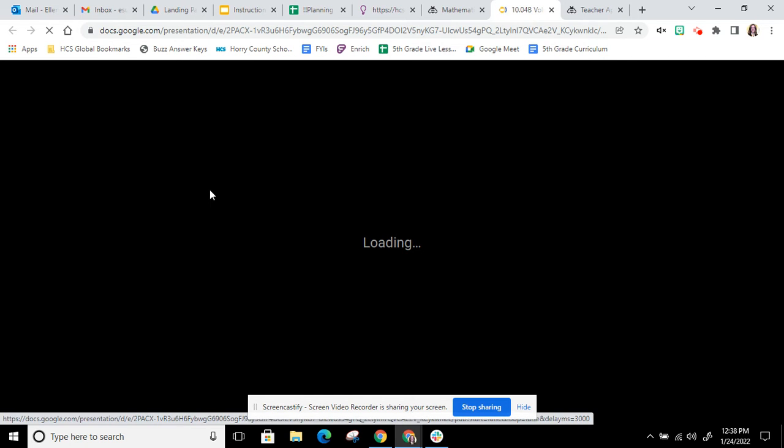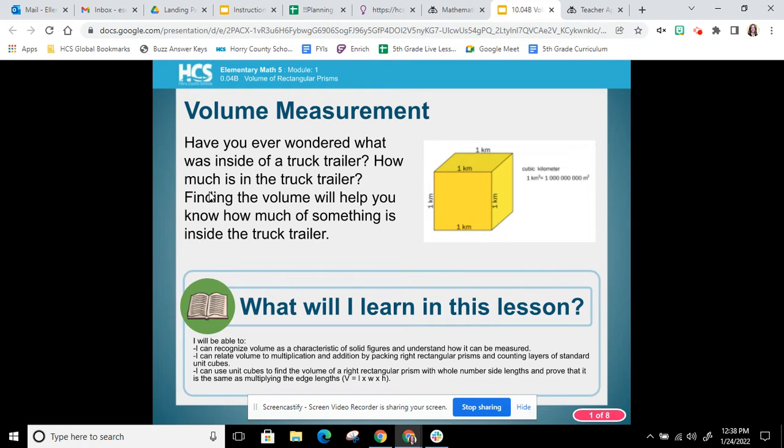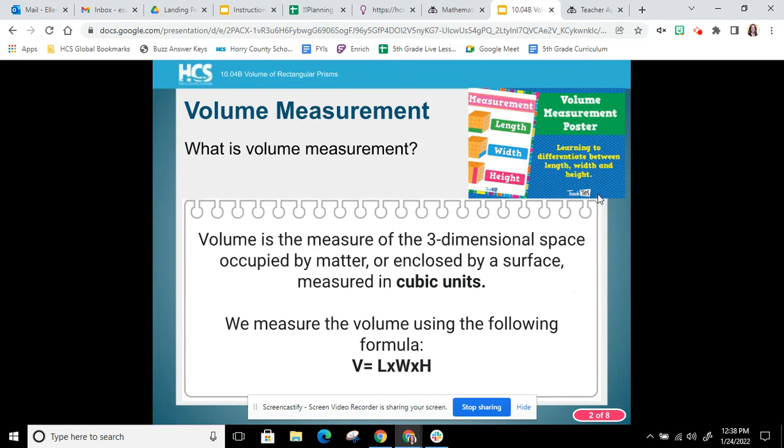You'll click on the lesson to make it bigger. You want to make sure that you go through all pages of this lesson to get all of the content. It's an 8-page lesson. You're going to be learning about volume measurement. Here it goes over what volume measurement is. It gives you the formula that we used: volume is equal to length times width times height.